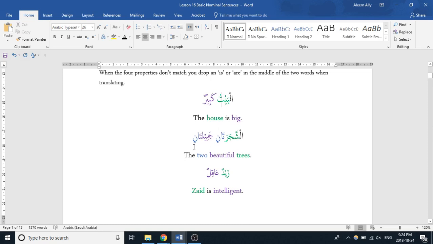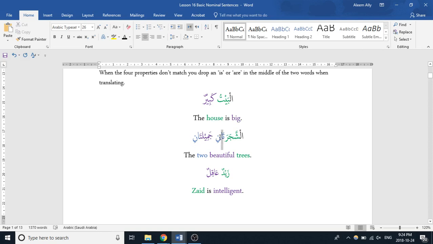Ash-shajaratani jamilatani. This translates to "the two trees are beautiful." We know this word is definite because of alif lam, and we know this word is indefinite not because it has tanween. One thing that you want to remember is that when nouns are dual or plural, it's not tanween that makes them indefinite. Rather, it's the fact that they lack all signs of definiteness. There's no alif lam here, it's not a pointing word, it's not a pronoun, and so forth. So based on that, we know it's indefinite.